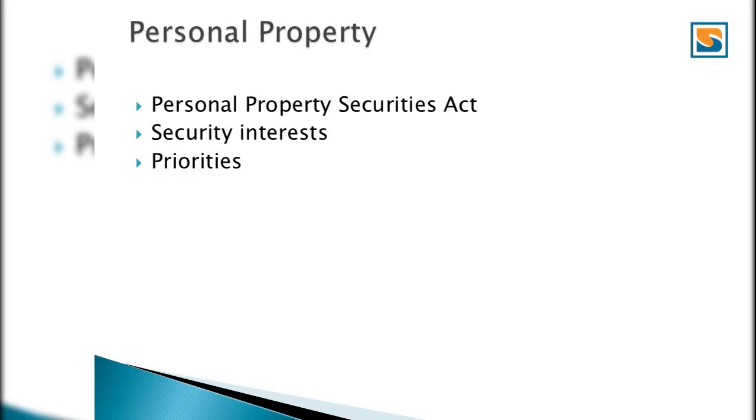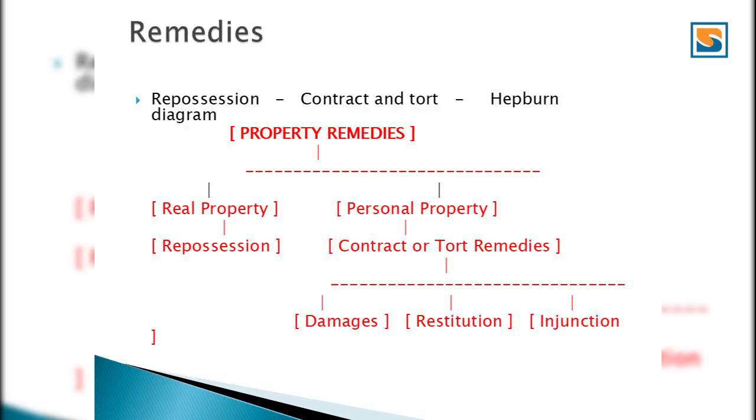For real property, the main remedy is repossession. For personal property, remedies come from contract or tort. These can include damages, restitution, or injunctions. The Hepburn text has a helpful diagram at paragraph 1.32.